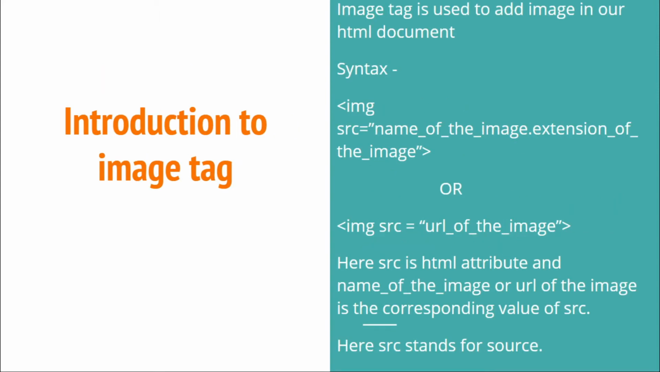Image tag is used to add images in our HTML documents. Syntax of image tag can be seen on our screens. There are two syntax. In the first syntax, we are adding images by specifying their name and their extension, and in the second syntax, we are giving URL of the image. And in this syntax, src is the key and URL or name of the image is value of src.